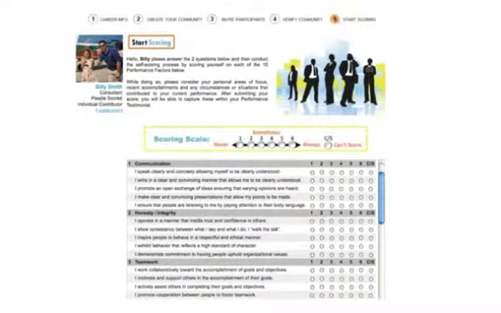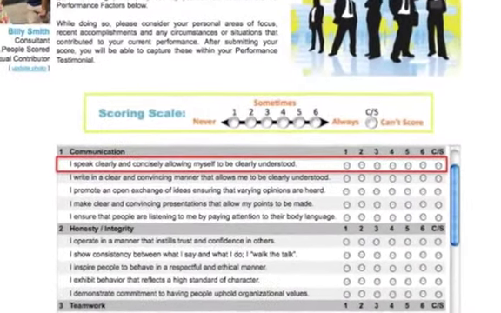Now that you're getting the hang of it, let's walk through a couple of practical examples. Let's say that we're a manager named Billy, and we're about to score ourselves on one of the communication questions. I speak clearly and concisely, allowing myself to be understood. A simple way to use the scale is to insert the ranges while considering the question to generate your score.